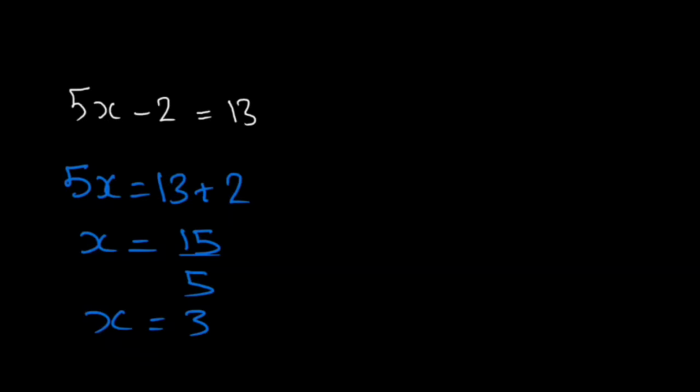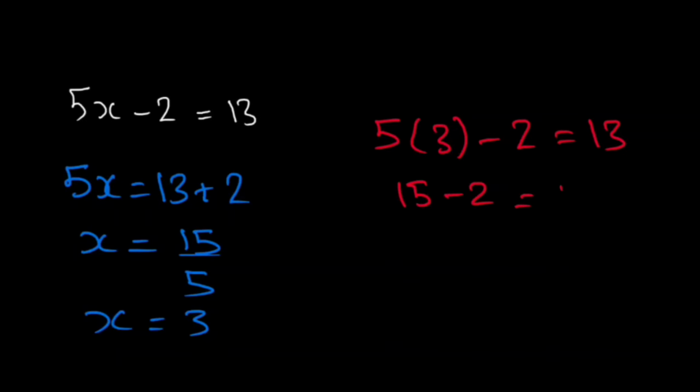We can confirm this answer by removing the x and making it 3. So 5 into 3 minus 2 is equal to 13. 5 into 3 is 15. And 15 minus 2 is 13.